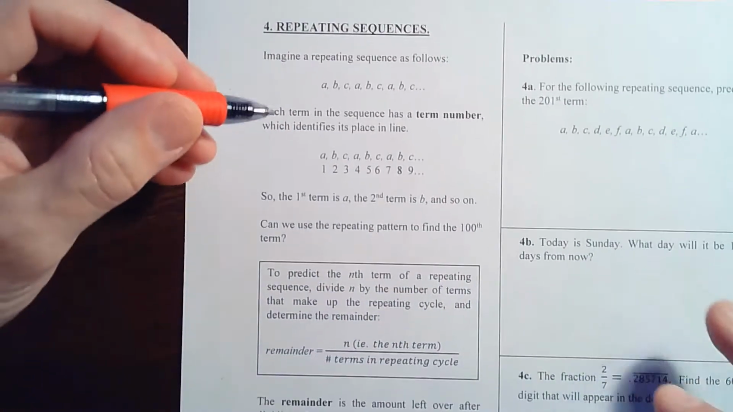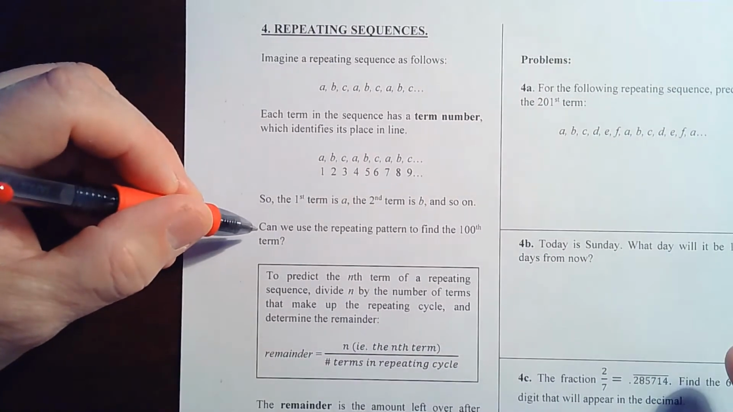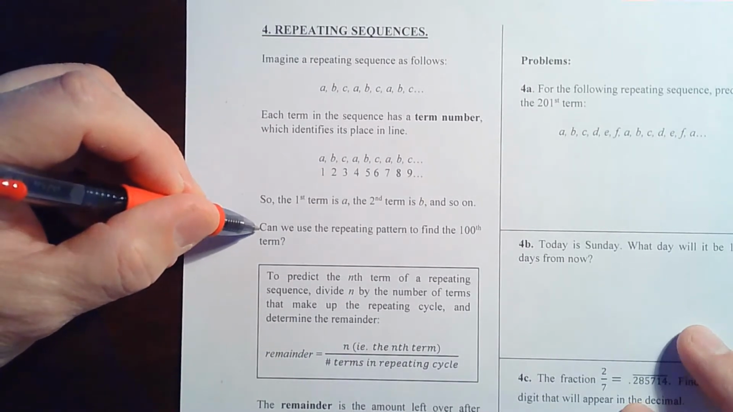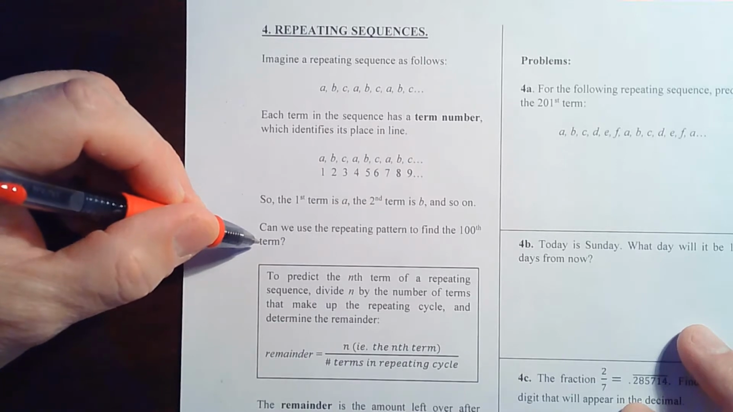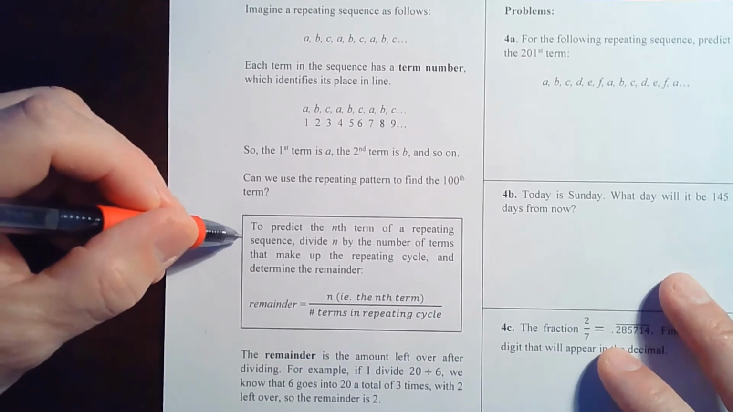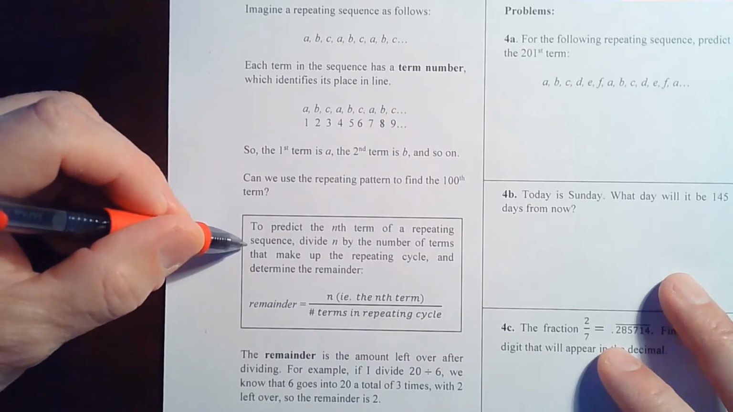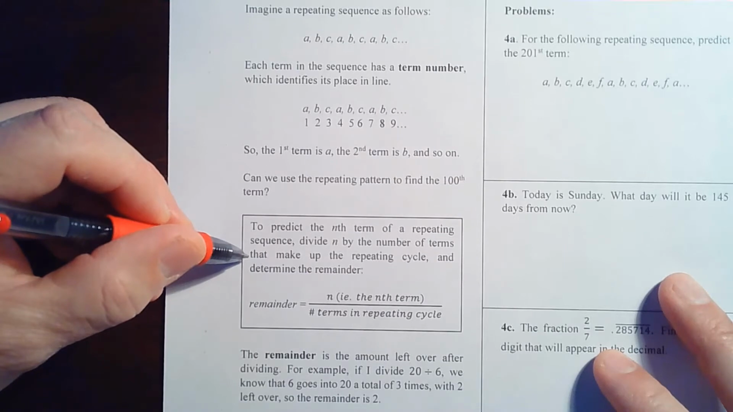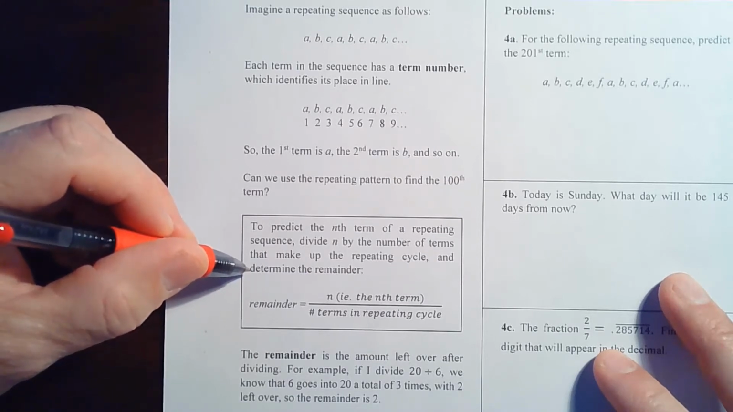All right, here's the issue with the repeating sequence. We want to try to predict a distant term. So, for example, can we use the repeating pattern to find the 100th term? And of course, the answer is yes. To predict the nth term of a repeating sequence, divide n, that is the term number that you're seeking, by the number of terms that make up the repeating cycle and determine the remainder.